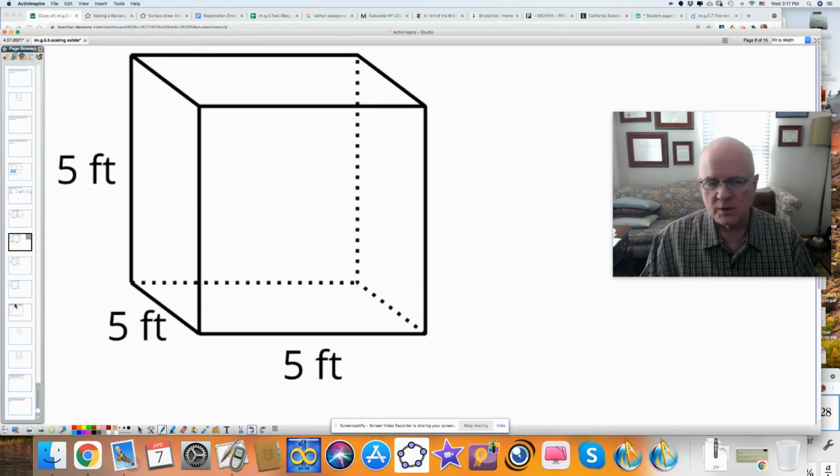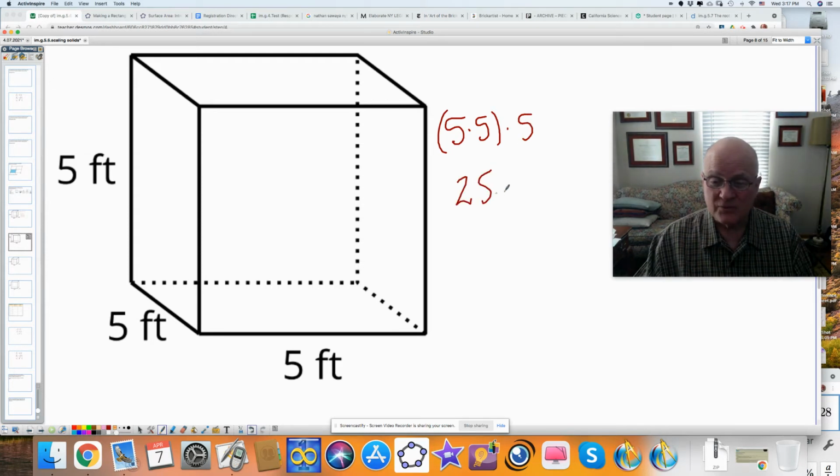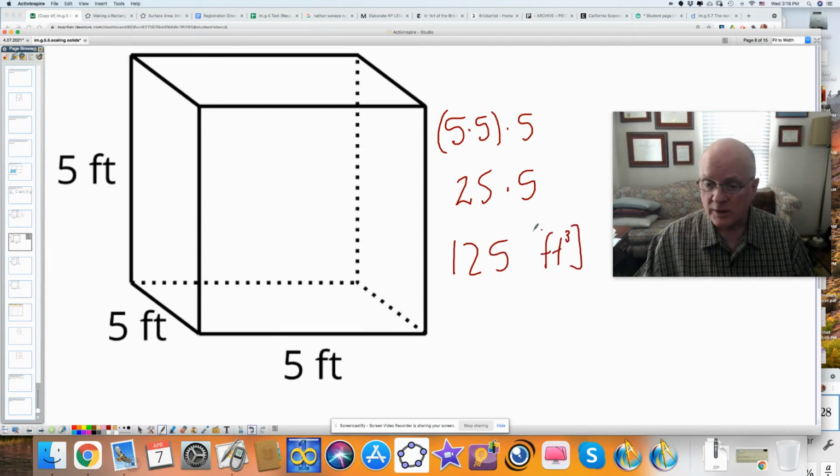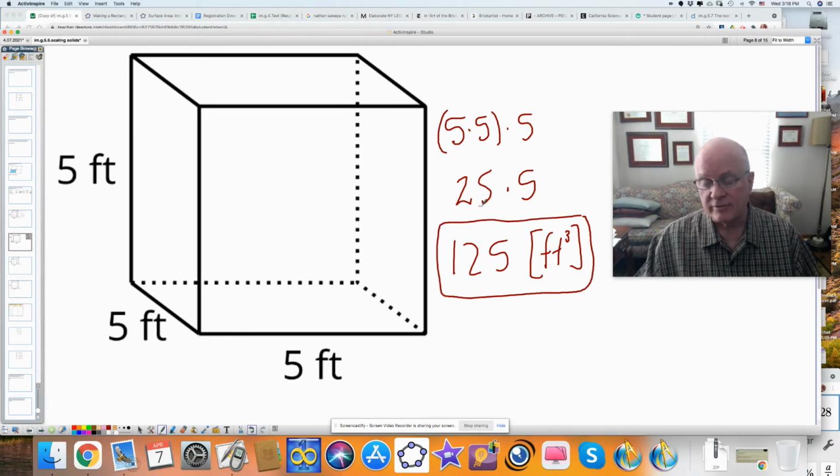For the next one, doing it in my head, this might be a little bit harder. You got 5 times 5 times 5. Oh my gosh. But if we do 5 times 5 first, that's 25, a quarter. And how much is 5 quarters? Well, everybody knows that's $1.25. So 1.25 feet cubed. That's what we're looking at. And this is how I did it in my head. I said, well, 25, 5 quarters. Okay, $1.25.